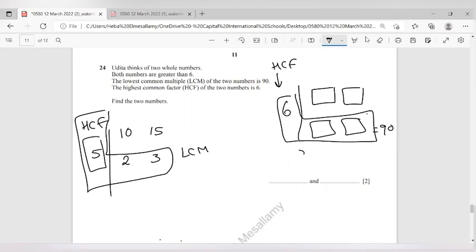Okay, let's think: 90 divided by 6 is 15. So I got 15. I will split 15 into 2 factors, I'll write here 3 and 5. The order will never affect the thing. So here, 6 times 3 times 5 is really 90.